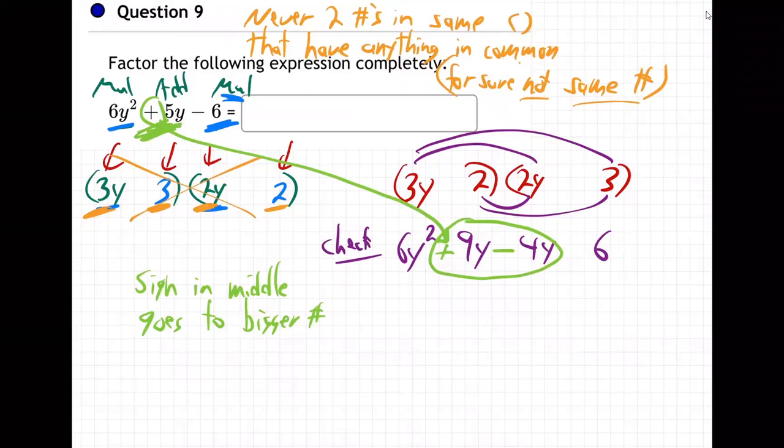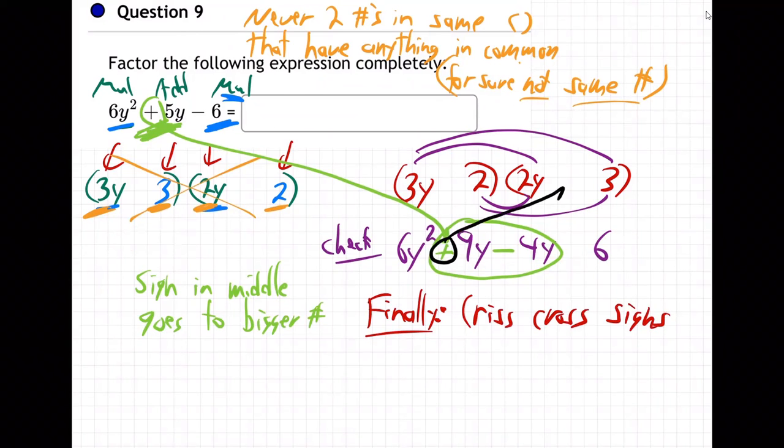Okay, and so that's working, right? And then the final step, finally, crisscross the signs. What do I mean crisscross the signs? I mean this sign goes right there, and this sign goes right there. They always crisscross. Why? Because it's just what's true. See how minus 2 multiplies 2y to be minus 4y? And this plus 3, follow his arrow. Plus 3 and 3y makes plus 9y. It's true.